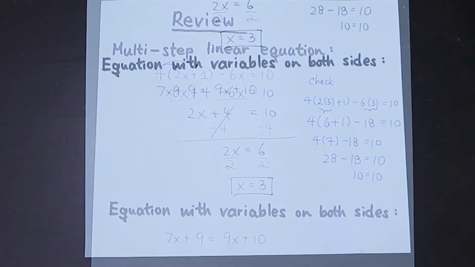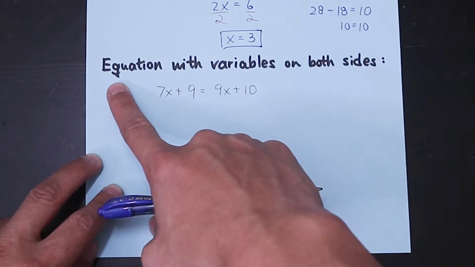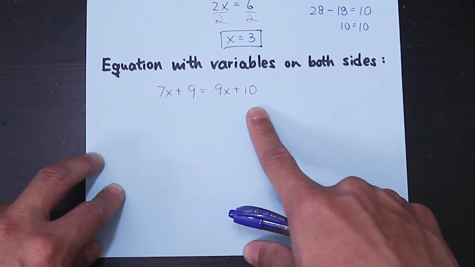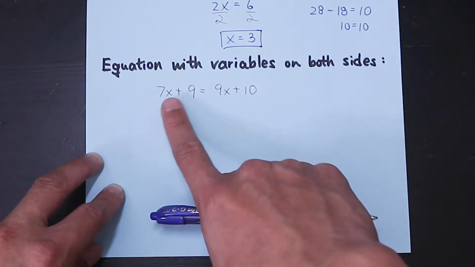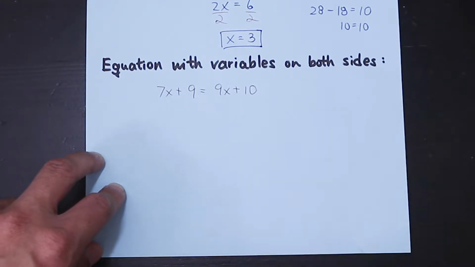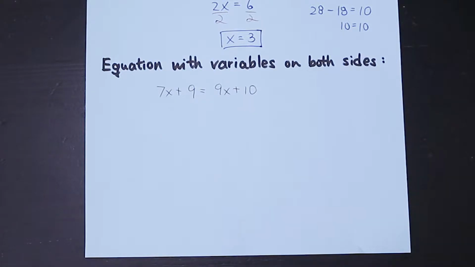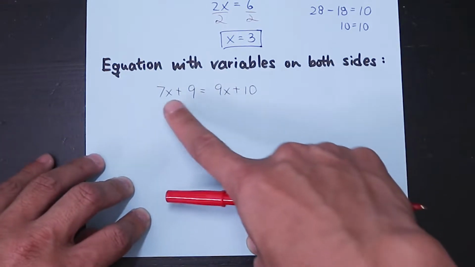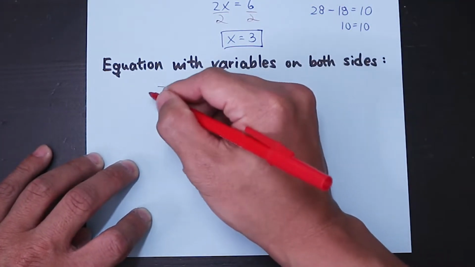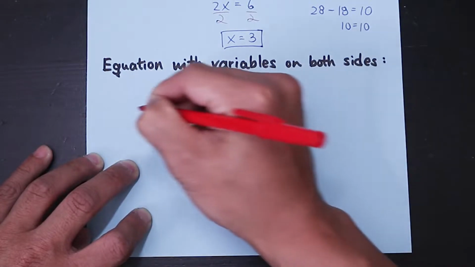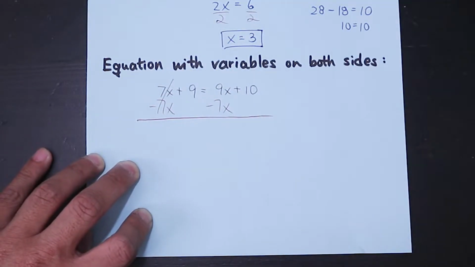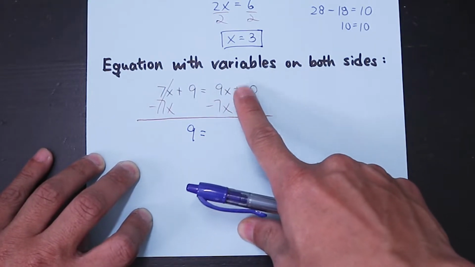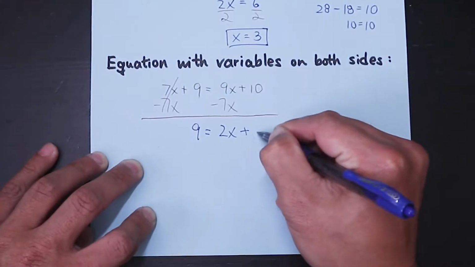On the second problem, we're going to go over something called an equation with variables on both sides, where you're going to see letters on the left and the right of the equation. Here we have the equation 7x plus 9 is equal to 9x plus 10. Whenever you have x's on both sides, the best strategy is to subtract the smaller x's. Between 7x and 9x, you get rid of the 7x by subtracting 7x on both sides. That way the 7x cancel, and you're left with 9 on the left. On the right side, you have 9x minus 7x, which is 2x plus 10.